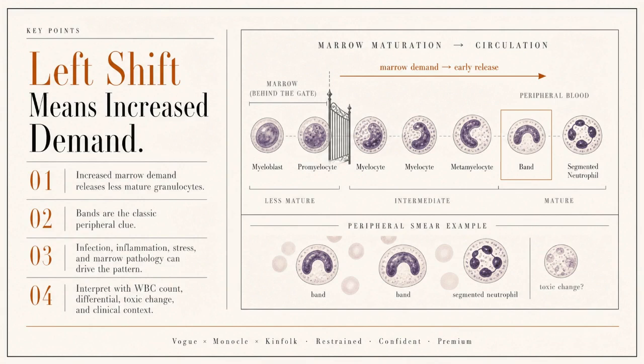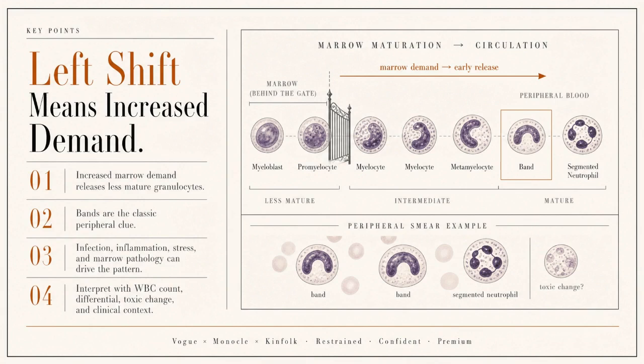For laboratory interpretation, describe which forms are present and in what relative amount. Also check whether toxic changes accompany the shift, because toxic granulation and dull bodies support reactive inflammation. The main concept is that peripheral blood can show the pace of marrow response. If demand is high, the marrow may shorten the usual maturation and release timeline.